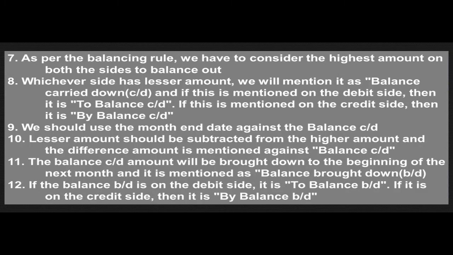As per the balancing rule, we have to consider the highest amount on both the sides to balance out. Whichever side has lesser amount, we will mention it as balance carry down. And if this is mentioned on the debit side, then it is to balance carry down. If this is mentioned on the credit side, then it is by balance carry down. We should use the month end date again as the balance carry down. Lesser amount should be subtracted from the higher amount, and the difference amount is mentioned again as balance carry down.